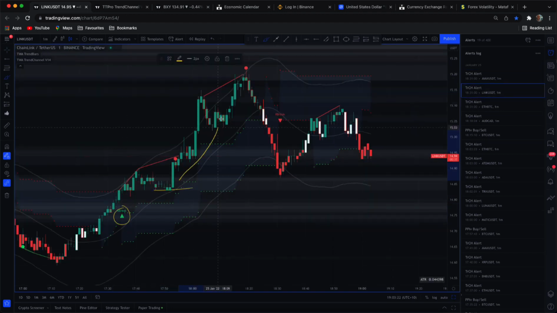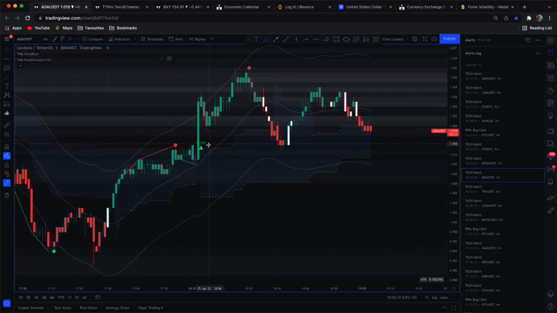Link, 1 minute chart. There's the pullback. There's the trade. There's the pullback. There's the trade. Just go down the list, it's random. There's ADA. There's the alert, the breakout. Generally looking for the pullback into the mean. It was a very shallow pullback and it continued on.